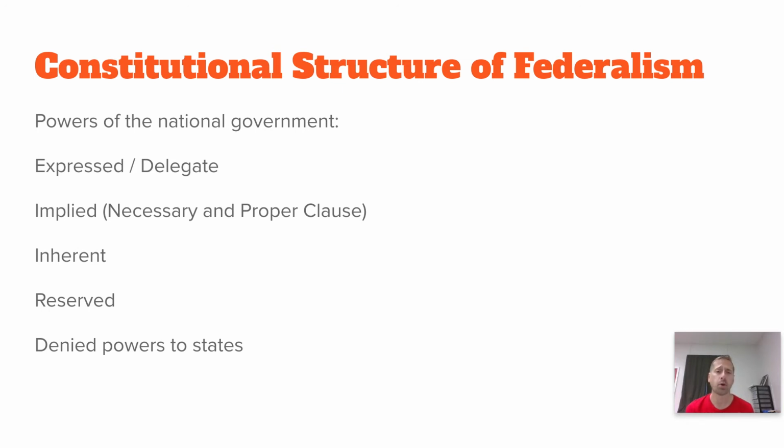What's the best example of an inherent power? Diplomacy. Talking with other nations. Doesn't it just make sense, or isn't it natural that if you're the federal government or the national government, that you would communicate and deal with other national governments? Yeah, it's not mentioned really in the Constitution because it's just assumed, or it's inherent, it's natural. We also have reserved powers, which are state powers. Then we have denied powers to the states and denied powers of the national government.